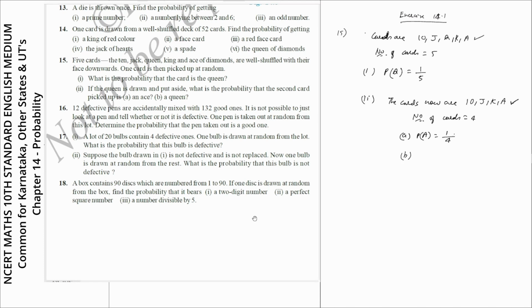Next, what is the probability that a queen is picked now? Now there is no queen here. 10, jack, king and ace is there. So what is the probability of picking a queen? It's 0. So 0 queen cards are there. 0 by total number of cards, that is 0 by 4 is equal to 0.